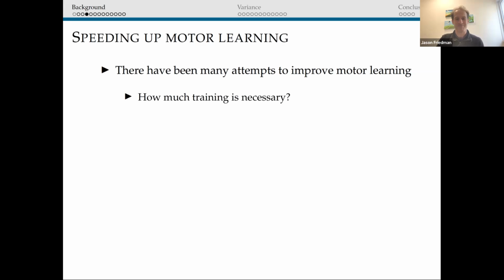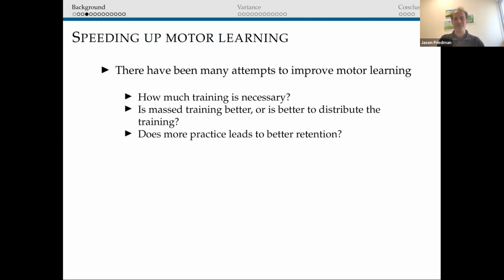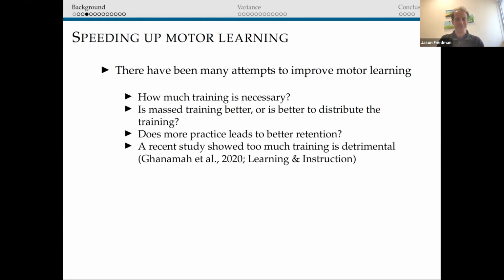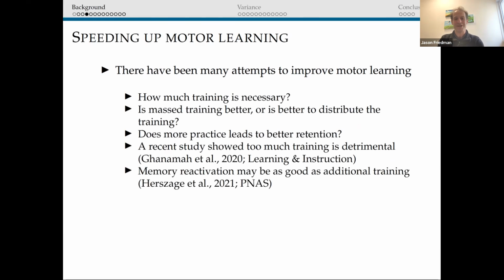There's the big question about how much training is necessary. In the study before, we looked at whether 100, 200 or 300 trials are necessary. This is always an interesting question. Is it better to mass the training all together in one block or to spread it out over different sessions? If you have more training, does that lead to better retention? This is a study from some of the people at the conference here. Too much training can sometimes be detrimental as well.